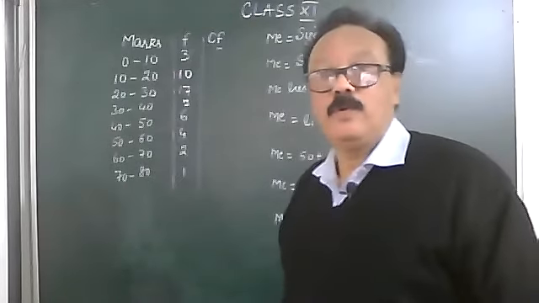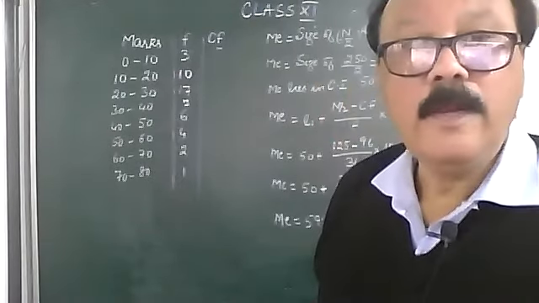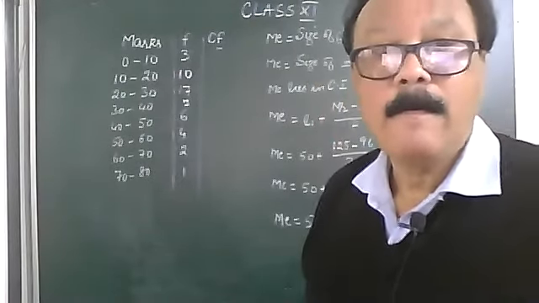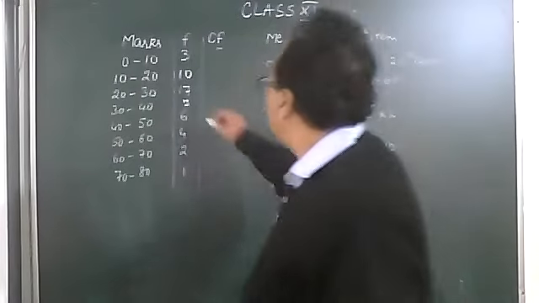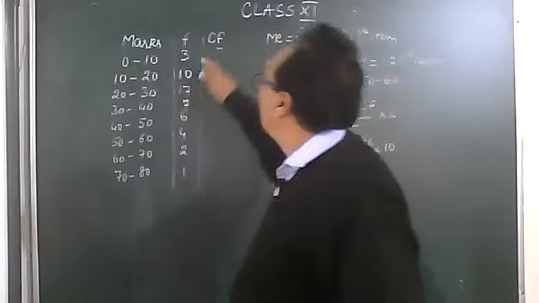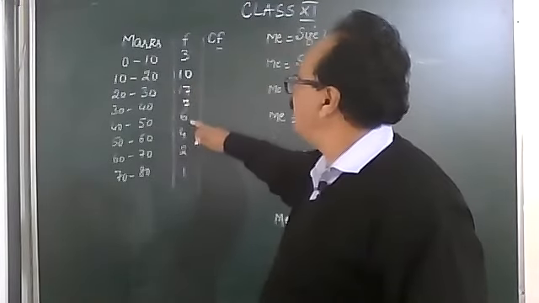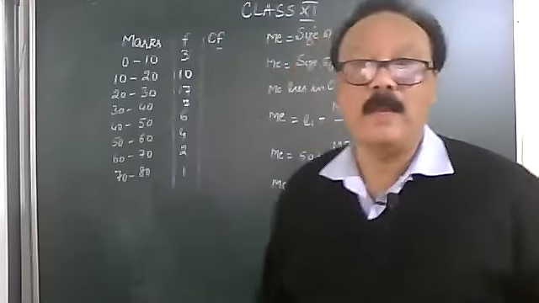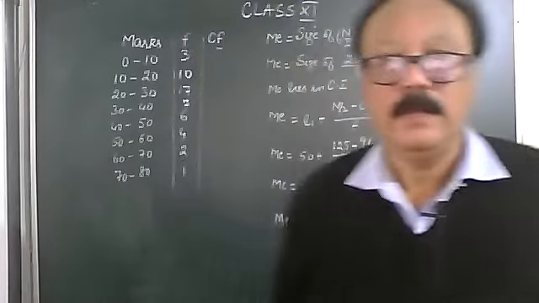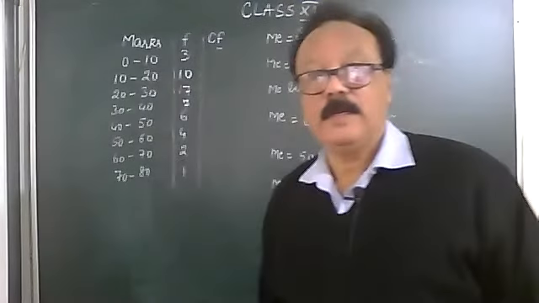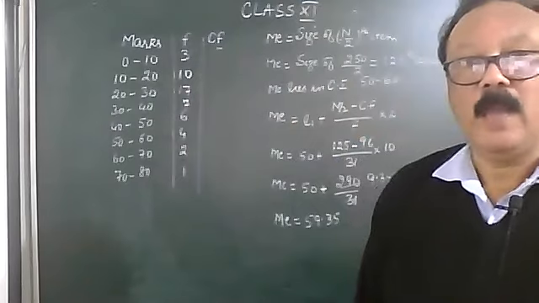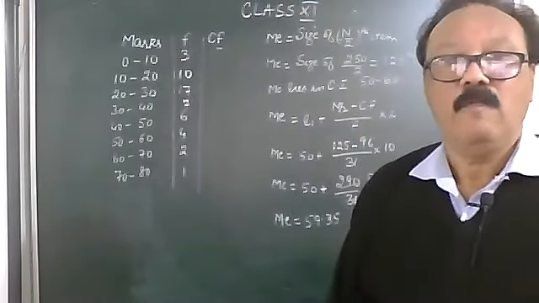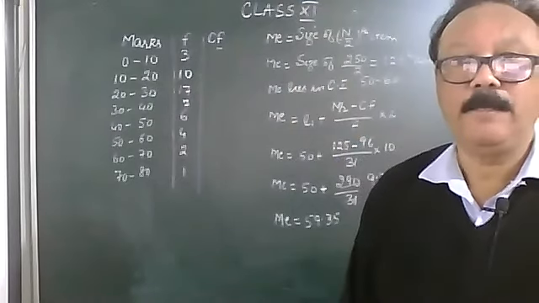Sir, what is below 17? The frequencies are 3, 10, 17, 7, 6, 4, 2, and 1. Okay? That is your data. Calculate the median from the following data.